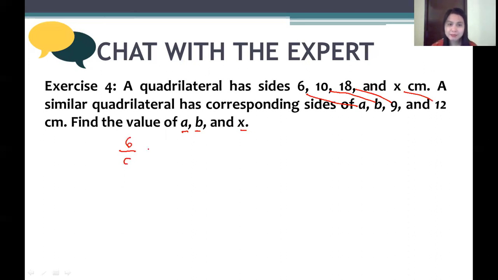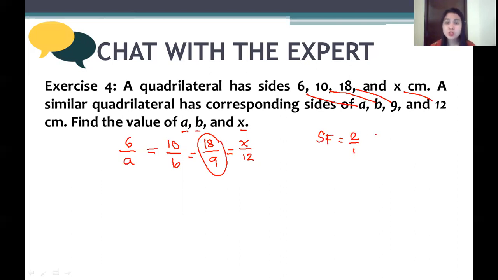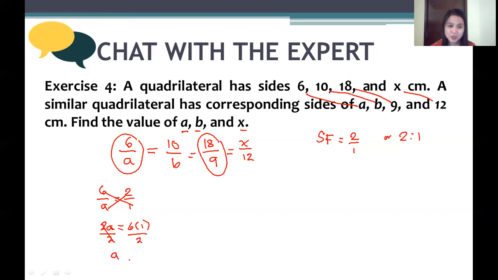We have 6 over A. And remember, they are proportional. So they're equal to 10 over B, to 18 over 9, and to x over 12. You look at one complete pair. That's 18 over 9. So it means that the scale factor is 2 over 1, or 2:1. Now let's solve for the value of A. That's going to be 6 over A equals the scale factor, 2:1. We cross multiply them. We'll get 2A equals 6 times 1. Divide both by 2. Our A is equal to 3.